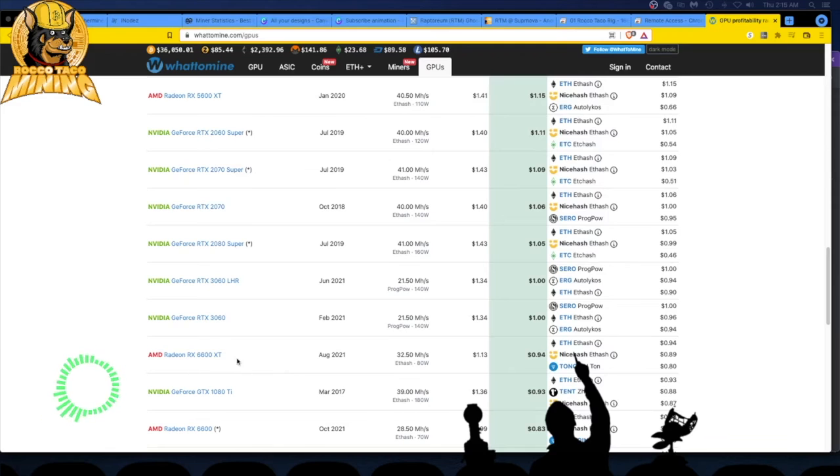So here's the 6600 XT. I have a bunch of these. They are nice and efficient. I'm getting about 32.50 and my power on ETHASH is really about 60 watts. So here it's mining ETHASH and then Toncoin. So something to look into.